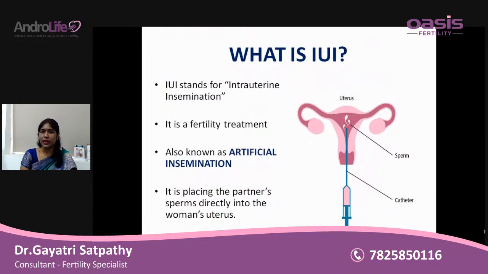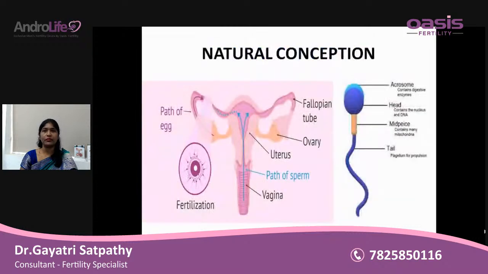So what is IUI? Intrauterine insemination is most commonly referred to as an IUI procedure. IUI is nothing but a short form for intrauterine insemination. So it is a fertility treatment. It's the most basic and simplest level of fertility treatment, which is also known as artificial insemination. So here the partner's sperms are directly placed inside the woman's uterus in order to achieve a pregnancy.